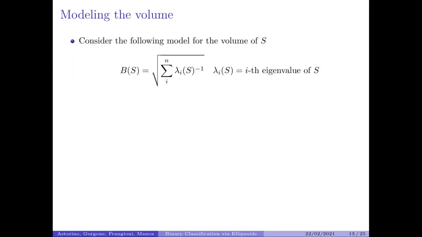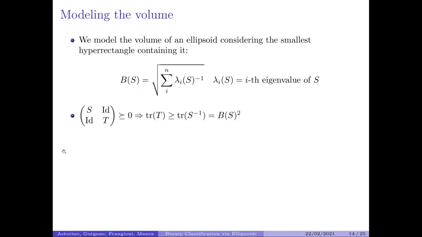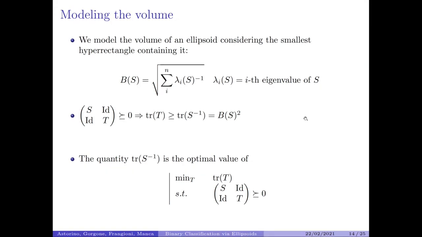Then the second thing we did was to model the volume of the ellipsoid S in a different way. In order to do that, we considered this quantity B of S, the box size of the ellipsoid S, which is represented by the picture and can be used as a measure of the volume of the ellipsoid, as you can see from the picture. It is possible to represent this quantity using this SDP constraint, which implies that the trace of the auxiliary variable t is greater or equal than the box size of the ellipsoid S squared. And since the inverse of S is a feasible solution of this constraint, and it is the optimal value of this small program, we can model the volume of the ellipsoid by adding in the objective function the trace of the variable t and adding the SDP constraint shown in the slide.